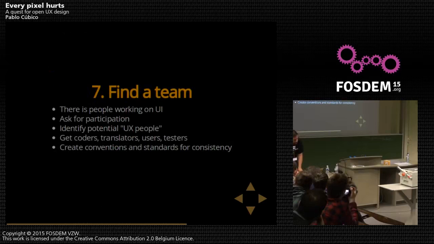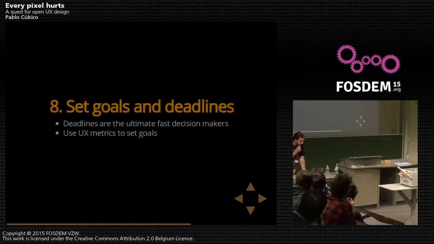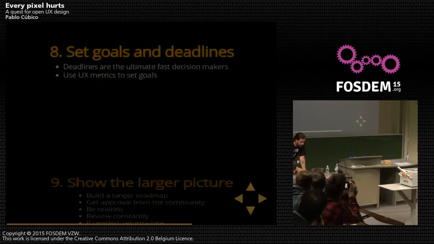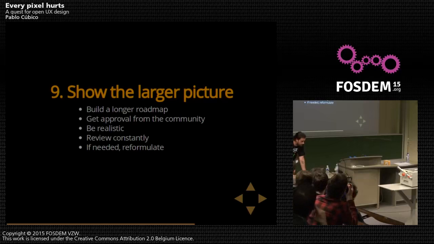Find a team. There are people working on the UI already. As in Diaspora, there are a bunch of people working on UI, but they don't call themselves the UI team or the UI people or the UI Smurfs or anything. Maybe it's a good time to assemble that. Set goals, set deadlines, show the larger picture. All these things involve social skills and also some kind of leadership in the UX, because in most projects there is no one doing that. And if there is no one, there's a good opportunity to have some leadership, not to increase your value or your ego, but to lead people into that and teach them.